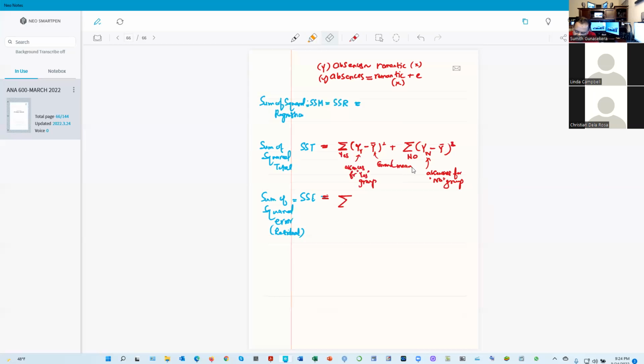Then this one. How could you get this one? You go to Y, and from this one you subtract Y bar of the yes group. Again this is the yes group, but this time you take Y of the yes group minus its mean, subtracted and squared, plus this one for the no group. You go to the no group, and from their reading you subtract their mean, Y bar, squared. That's that.